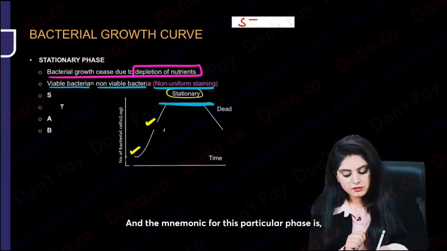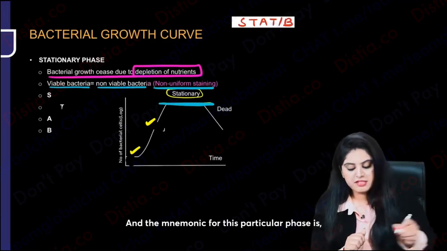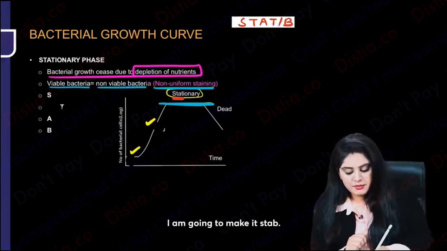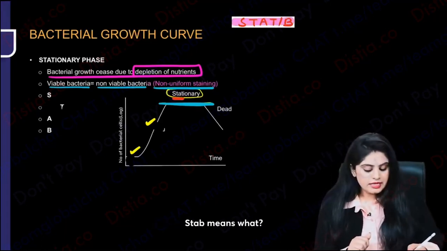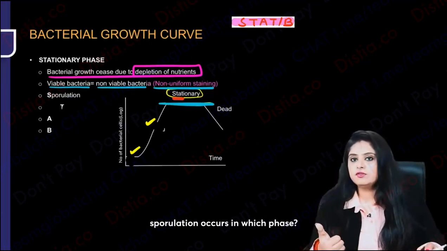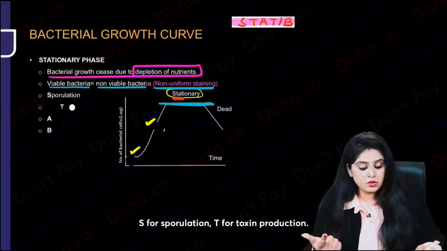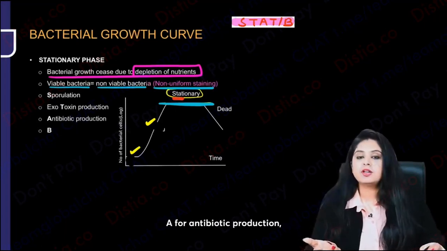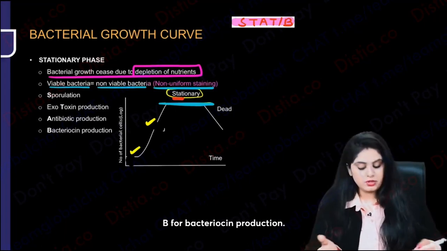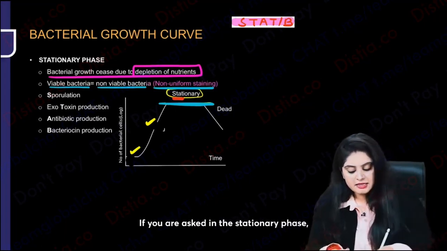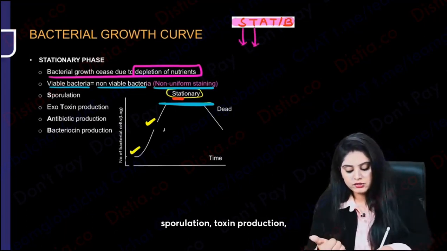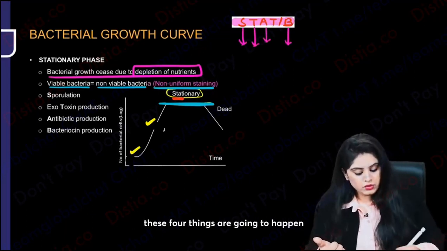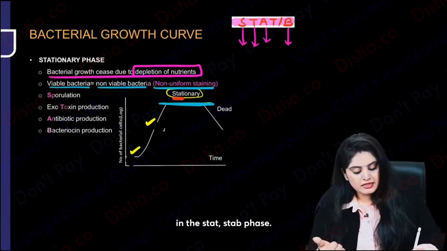And the mnemonic for this particular phase is, you call it stationary, na? So stat ka, I'm gonna make it stab. It is a stat stab. Stab means what? If someone asks you sporulation occurs in which phase? S for sporulation, T for toxin production. Which toxin? Of course, exotoxin. A for antibiotic production, B for bacteriocin production. So remember, if you are asked in the stationary phase, sporulation, toxin production, antibiotic production, bacteriocin production, these 4 things are gonna happen in the stat stab phase.